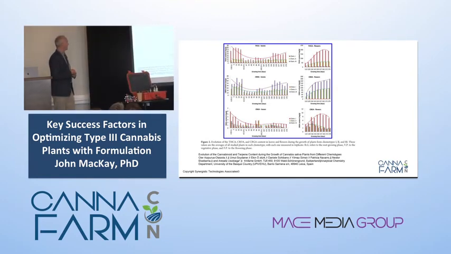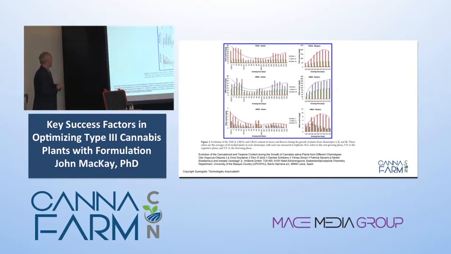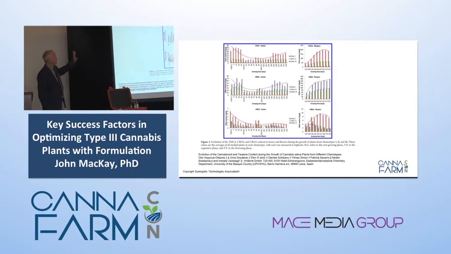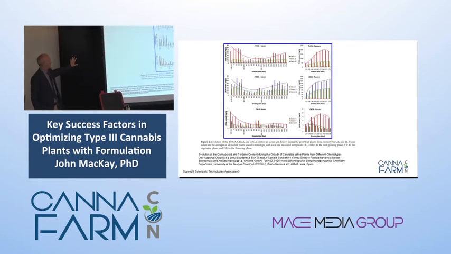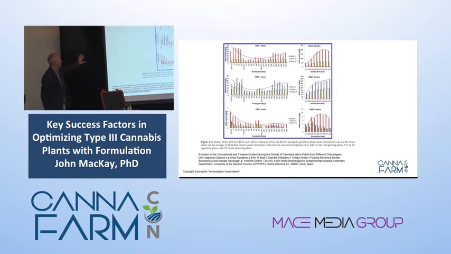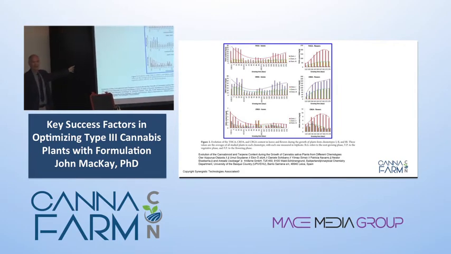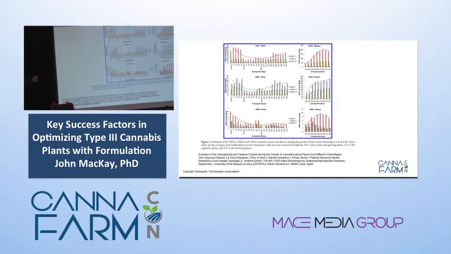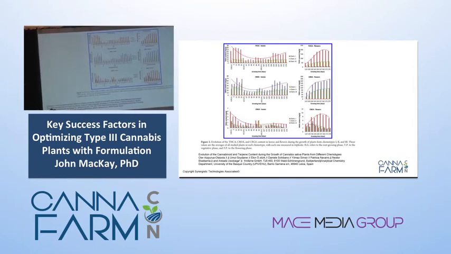This is another paper that's really done well, and what it did is it took a multiple number of crops over years and varieties. What he did on these is he looked at every single day to see what the differences were. When do the terpenes come out? When does CBD come out?